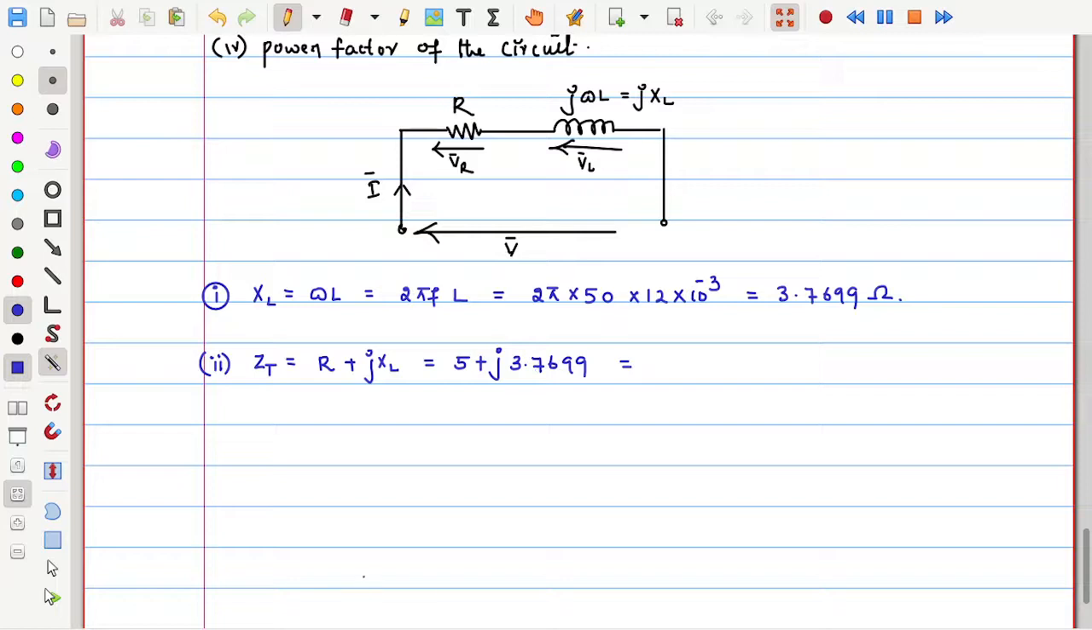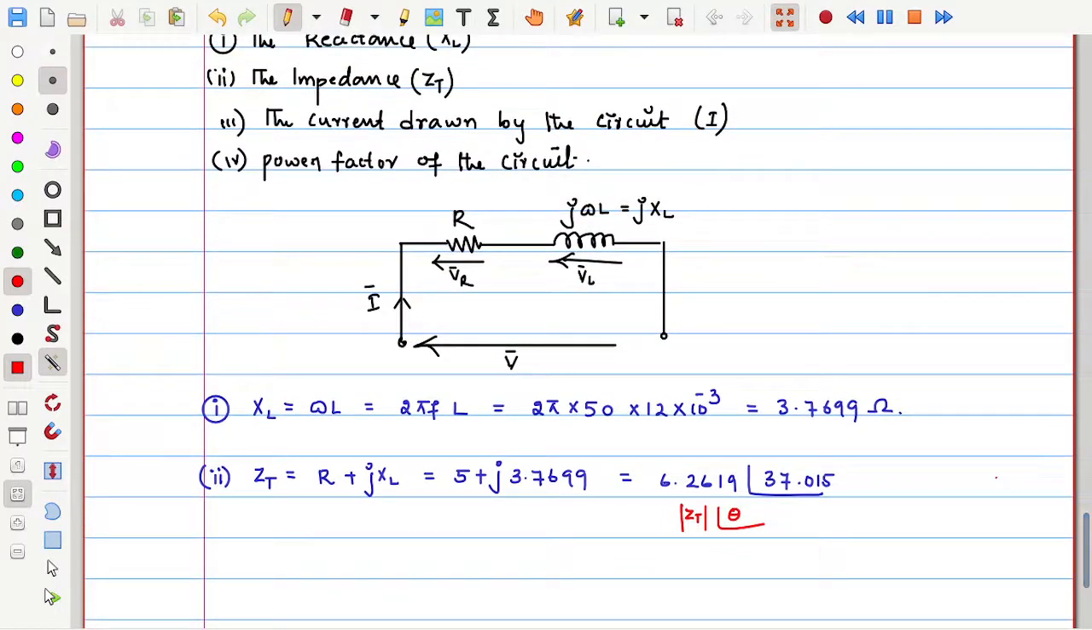So just try to convert this into polar form. 5 plus j3.7699. If I express this in polar form, it looks like 6.2619 at an angle of 37.015. So now it should be compared like this. Z has a magnitude. How much is that? ZT mod. How much is the angle? Theta. Now I have the theta and the mod ZT.